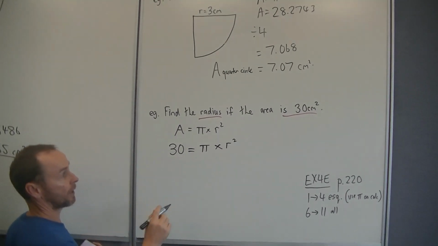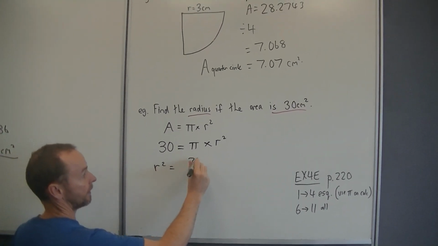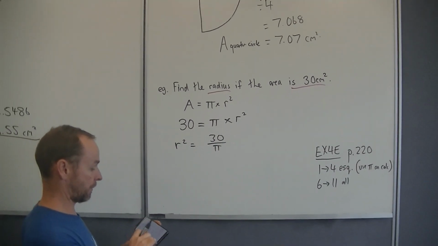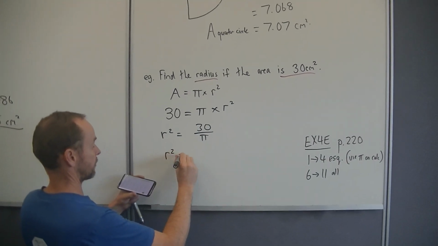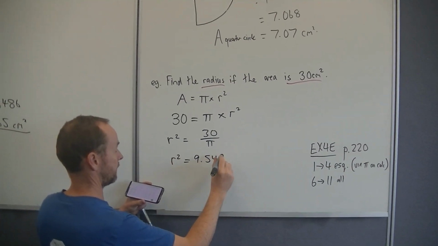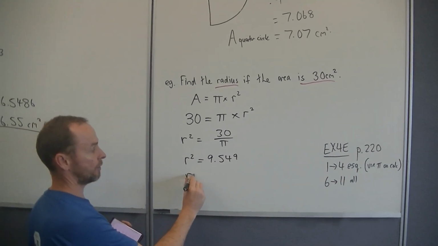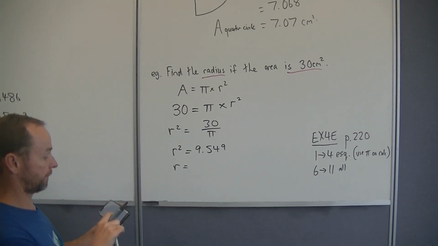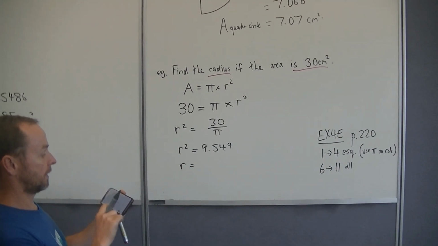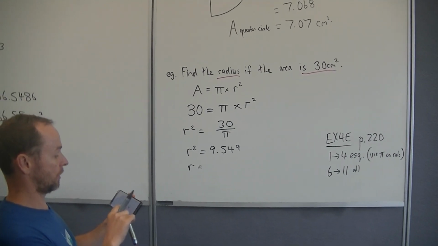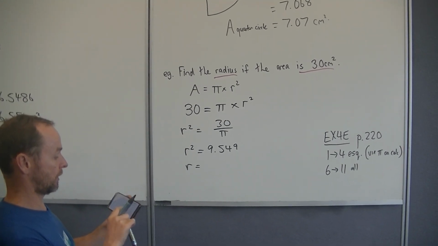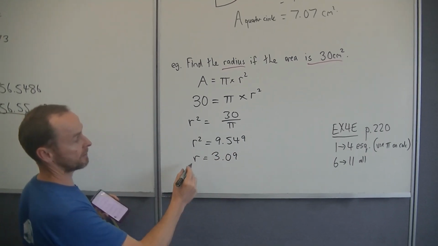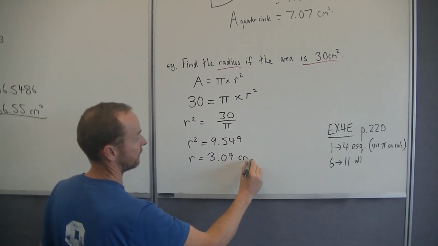So the first step is we divide both sides by pi. So we get 30 divided by pi, I'll put that in on my calculator. 30 divided by pi equals, so r squared is equal to 9.549. And how do we get r by itself? We have to square root both sides. So to square root this number, we go square root, oops, problem with the phone, hey. Square root 9.549, and I get 3.09. To two decimal places, it's 3.09, and the units are centimetres.